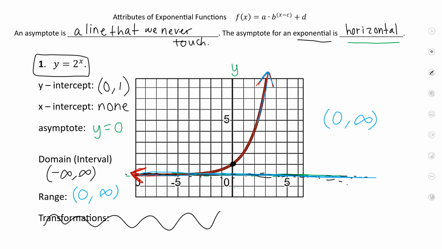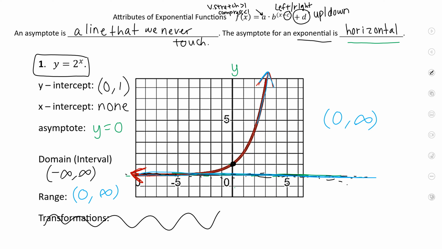Do you guys remember what the letter D will tell you? Yes, how much it went up or down. Please write that down next to the letter D. What does the C tell you? Left and right, thank you. Write that down. What does the letter A in the front tell you? Vertical stretch, if it's greater than 1, or a compress, if it's less than 1.